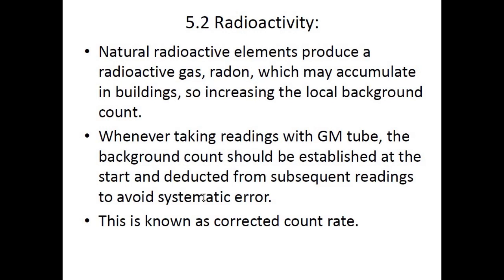Whenever you're taking a reading with a GM tube, you should always subtract the background count so that you get an error-free reading, so that you avoid the systematic error. This is known as the corrected count rate.